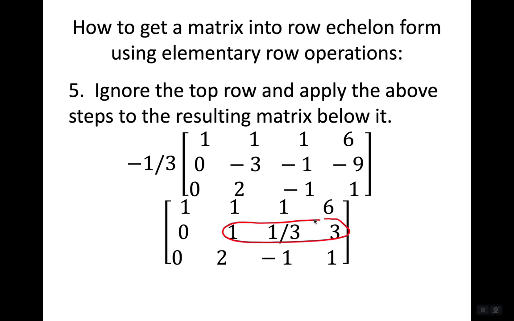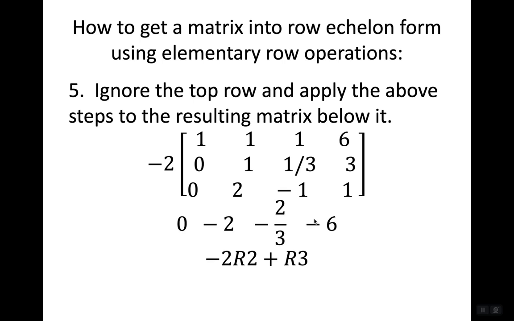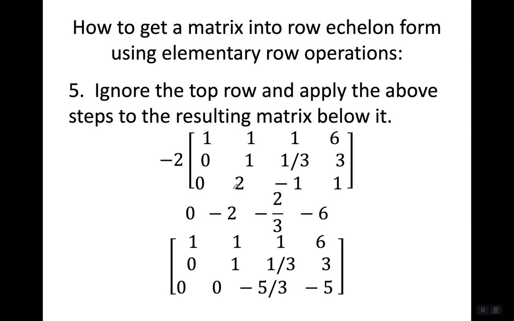Okay, and then we use that 1 to kill off the 2 beneath it. So -2 times row 2 added to row 3. Again, -2 times this row added to row 3. So this is what row 2 looks like after you multiply it by -2. And now let's add it to row 3. We'll end up with this. -2 plus 2 is 0. -1 plus -2/3 is -5/3, and -6 plus 1 is -5.